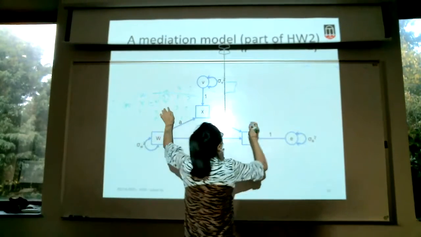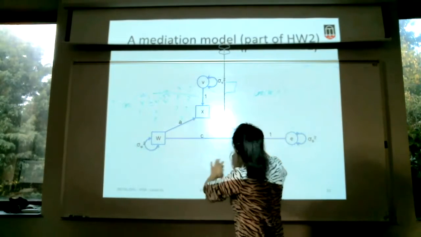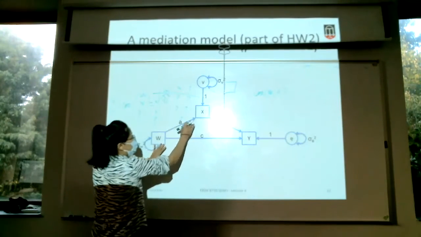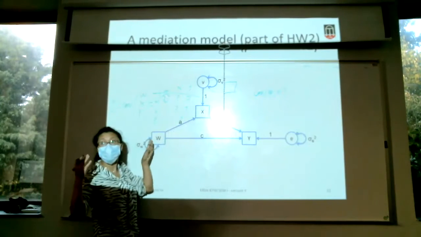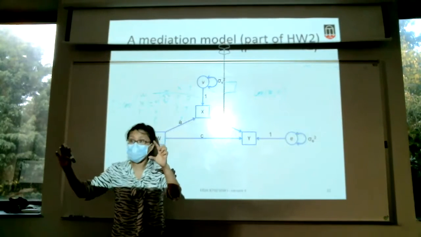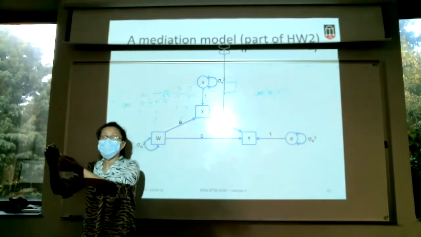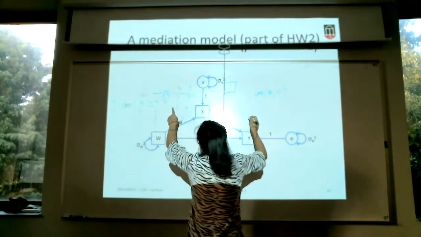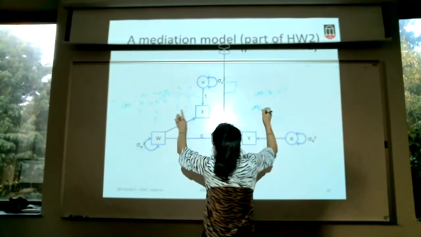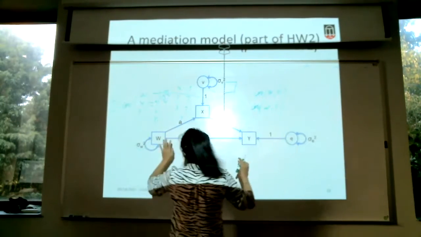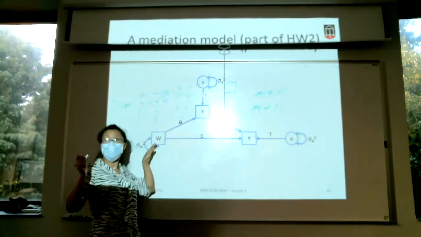So what is the covariance between W and X? W is here, X is here. By using the tracing method, show me the correct order. Which one is the first step? Which one is the second step? Which one is the third step? And then the covariance between W and Y. Again, show me the correct path.